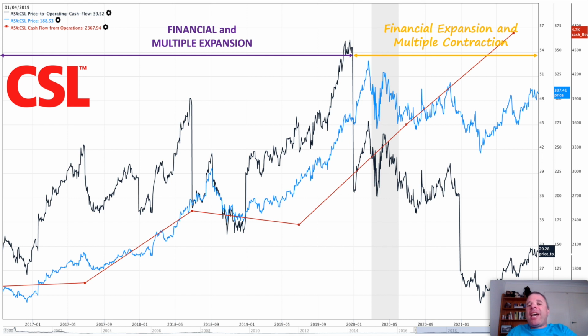But things have changed since around about the start of the COVID-19 financial panic. The cash flows from operations in CSL have continued to increase, but the share price has gone sideways or even backwards a little bit. So even though cash flows from operations have increased, the share price is not reflecting that. And we have seen the price to operating cash flow fall off a cliff because of that. In fact, it's fallen all the way from 54 to a low of about 24 a few months ago.